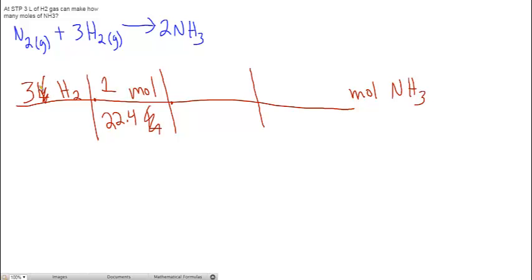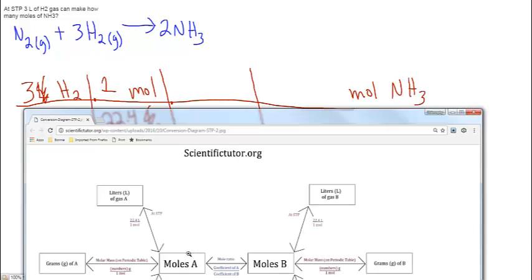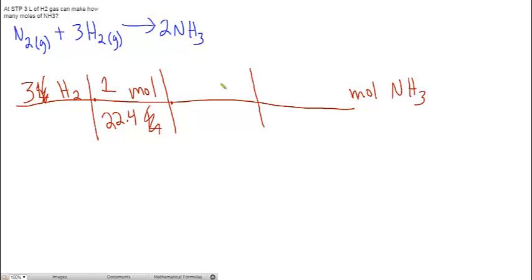Liters are gone, so I still have moles of H2. That's not the same as my answer, so I'm going to go through another conversion. The next conversion, according to our conversion map, is to go from moles of one chemical, H2, to moles of another chemical, NH3. So we're going to use the molar or coefficient ratio. We want to set up our units first. H2 is on the bottom, and NH3 is on the top.